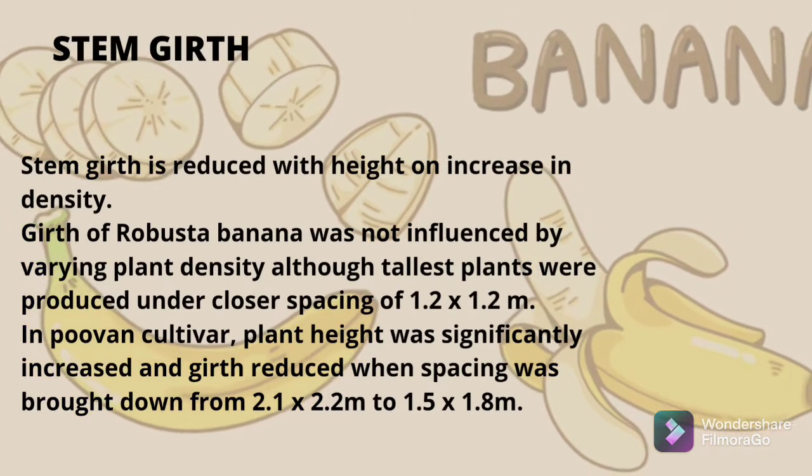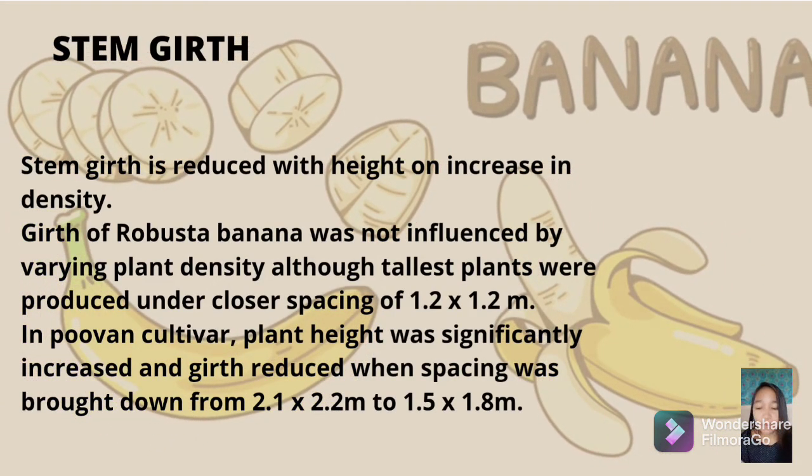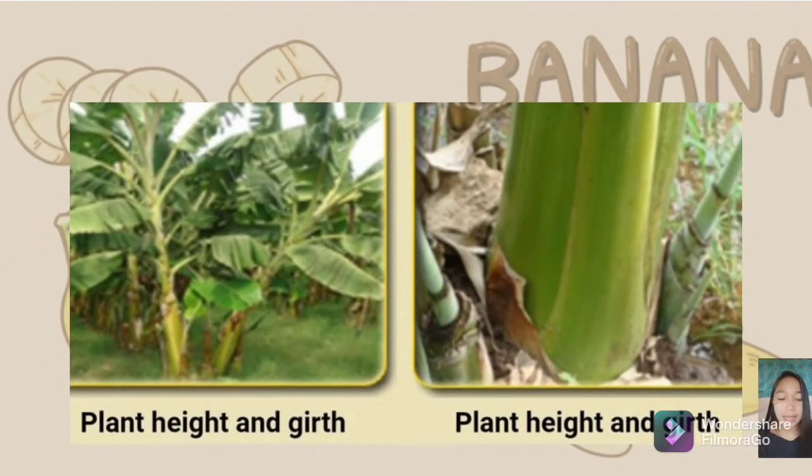When the density of the stem increases, the girth of the stem decreases. Although tallest plants were generated with closer spacing of 1.2 by 1.2 meters, plant density had no effect on the girth of banana. The plant height was greatly raised and girth was lowered in the Puvan cultivar, when spacing was reduced from 2.1 by 2.2 meters to 1.5 by 1.8 meters. This is the plant height and girth.